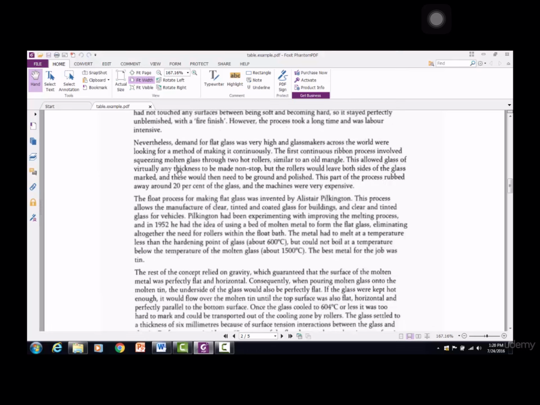This allowed glass of virtually any thickness. There's our answer right there. Any, the word any, is similar to the word varying. Any means like it could be anything. It could be 1, it could be 2, it could be 3, it could be 4, any, right? Any is synonym for varying. So our correct answer here is thickness. This allowed glass of virtually any thickness. This allowed glass of varying thickness. Virtually any is the same thing as saying varying, okay? So the answer is thickness.